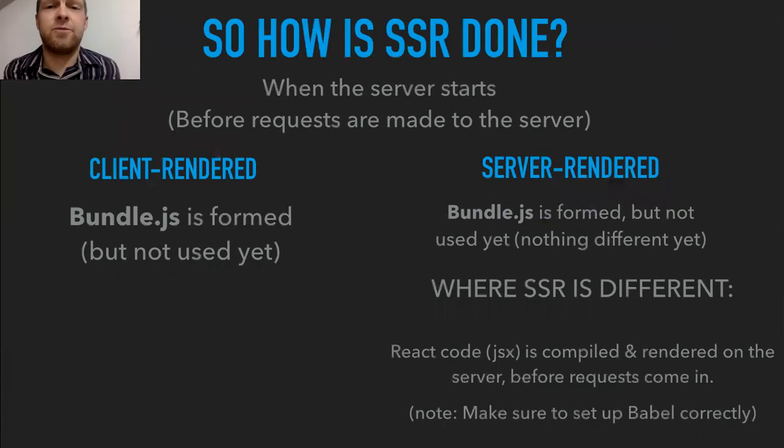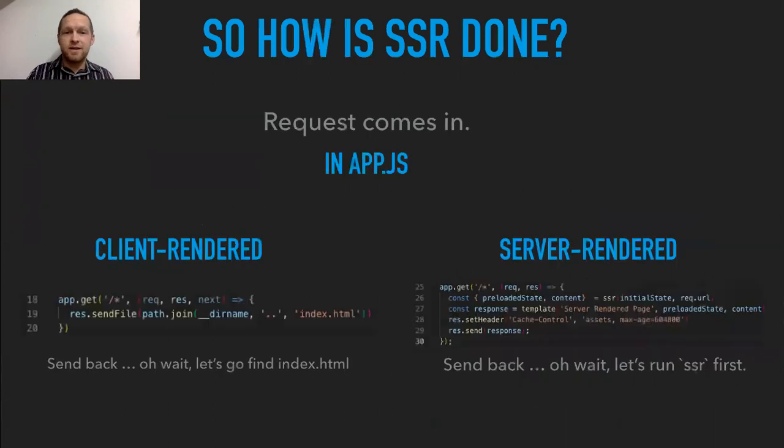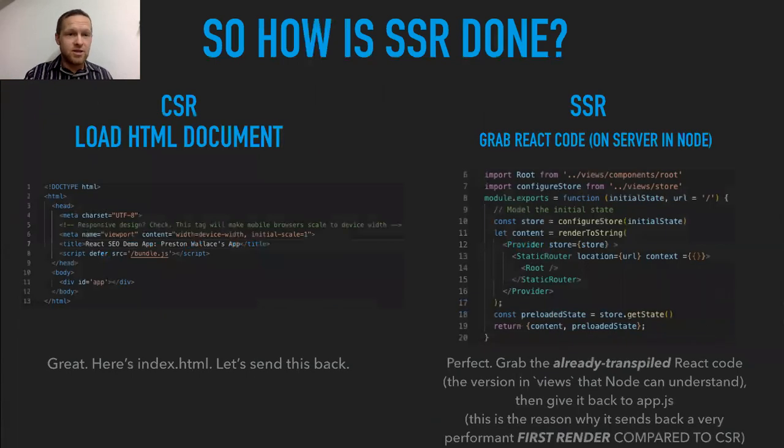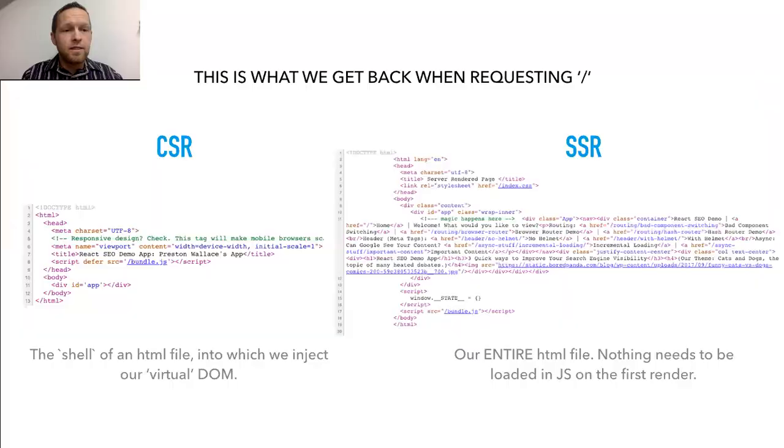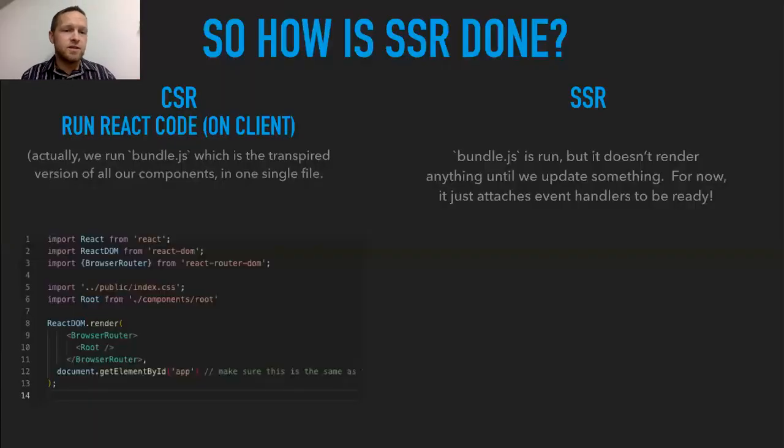So how is server-side rendering done? Step one, create the bundle.js. That's no different. But where it's different is we create the React code, the JSX, that is compiled and rendered on the server before that request comes in. Note, please make sure your Babel is set up correctly, otherwise Node won't understand JSX. The request comes in to our app.js on the left. We have our client rendered code. App.get goes and grabs that index HTML file. It's a blank HTML. We're going to send that back. On the client side, we're going to run the bundle.js, which is going to be the compiled version of what you see here on the screen, which is all of our components in our entry point.